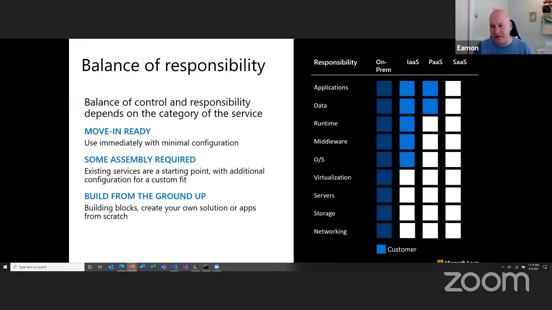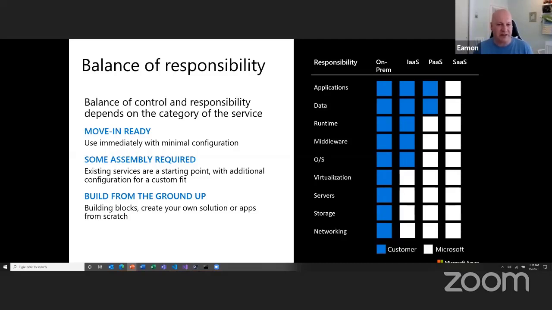So the overall goal with serverless in general is to move the capabilities to the right. The further you go from on-premises to IaaS, to PaaS, and then eventually to SaaS, obviously there's less responsibility for the customer. Your IT departments don't have to do as much, because a lot of that is handled by Azure as you take advantage of our PaaS and even SaaS services.